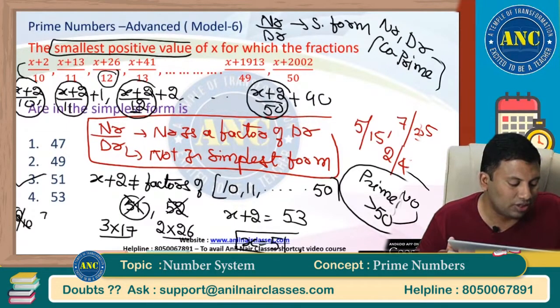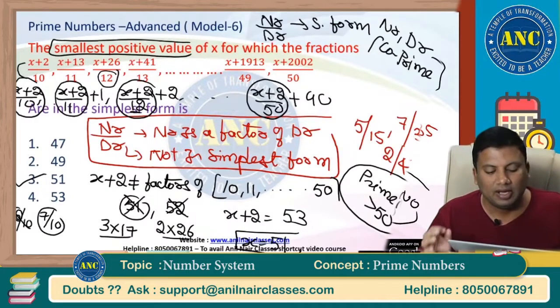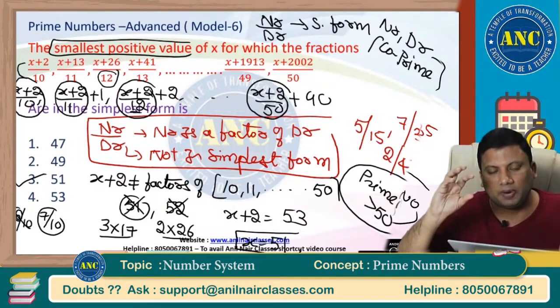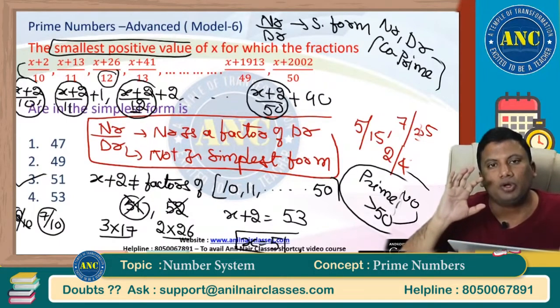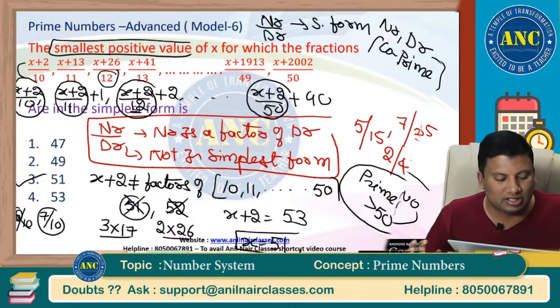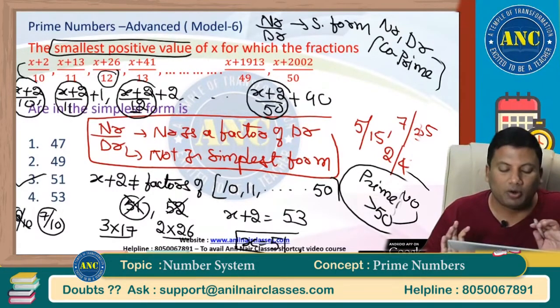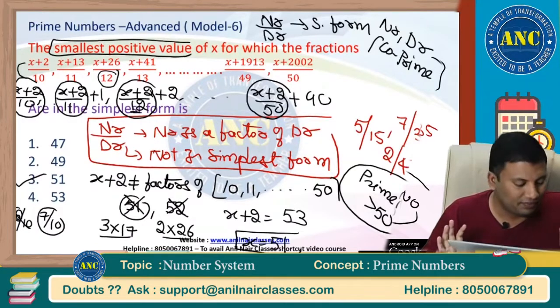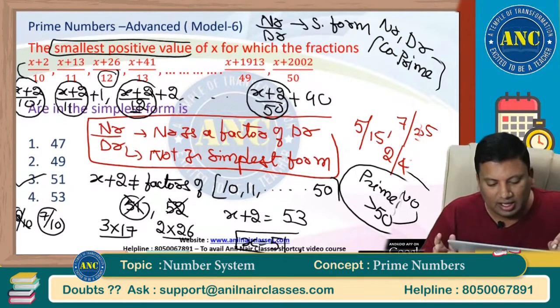So x plus 2 can take a prime number. 7 by 10 is in simplest form. For x plus 2 by 50, and x plus 2 by 11, x plus 2 and the denominator should both be co-prime to each other. I hope the idea is clear. The right answer is that x plus 2 is a prime number just greater than 50. X plus 2 is 53.